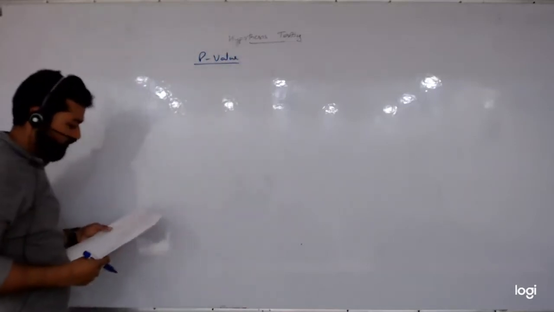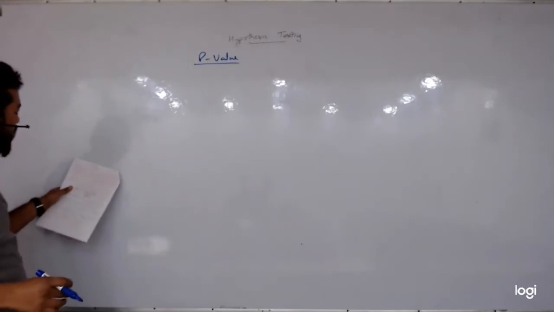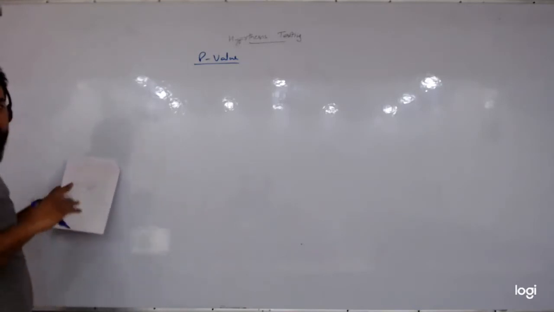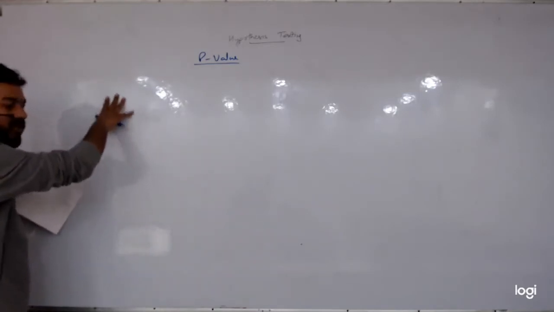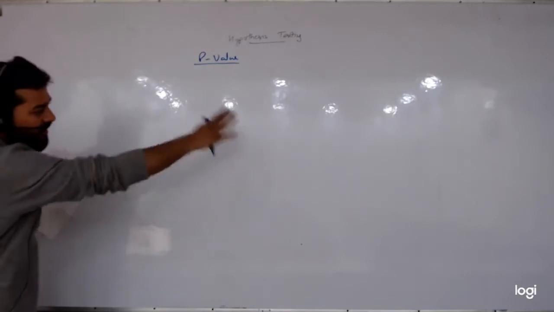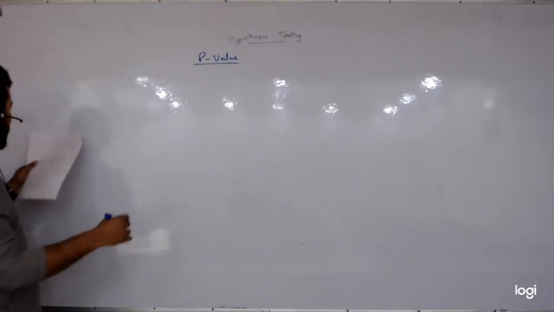p-value. Now, when we read the p-value definition from the text, it's very confusing. I'm going to write it down so that we can read it multiple times and then we'll relate it to whatever we have to do.